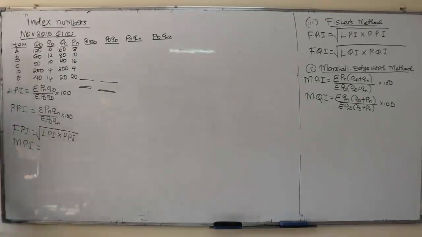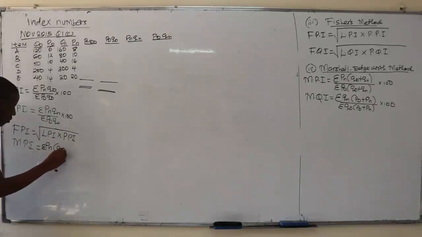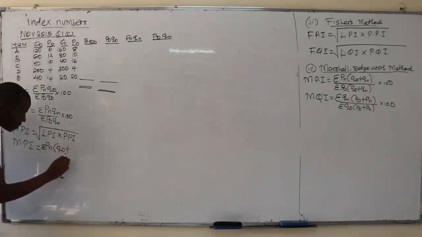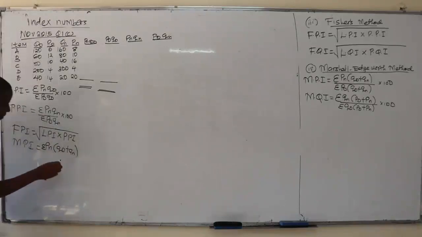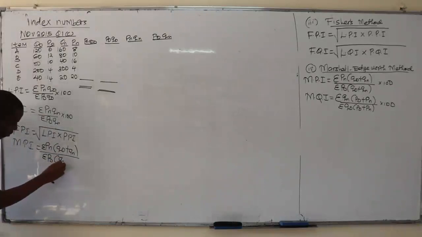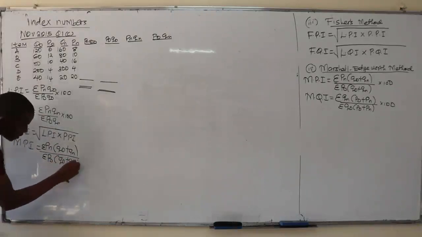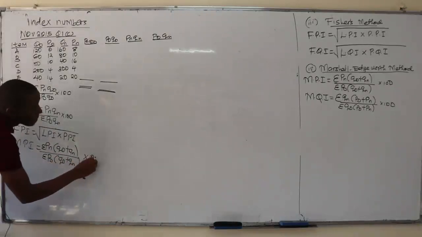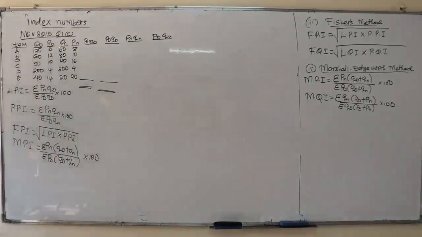And then the last one is Marshall what? In this case, how do we get the Marshall price index? We say the summation of Pn, Q0, Qn, you divide by the summation of P0, Q0, Qn, and then you multiply by 100. Are we together? I have told you these, if you know them, that is how it is.